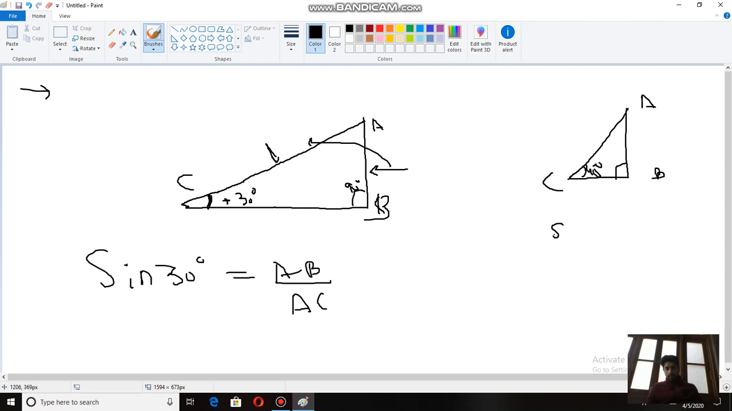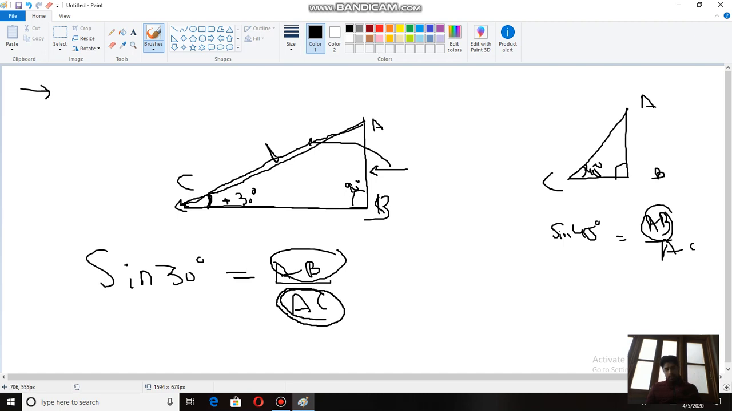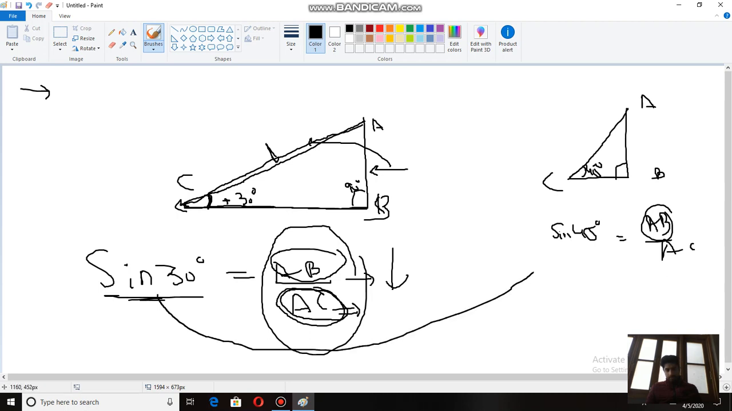Now in the last case, when it was 45 degrees, it was A, B, C, and this was a perpendicular. Sine 45 was AB by AC. Now AB is the same because we just extended this BC. By extending this BC, this AC also gets extended. That means this denominator gets increased. When in a fraction the denominator increases, the overall fraction decreases. That means the value of sine 30 will be less than sine of 45.